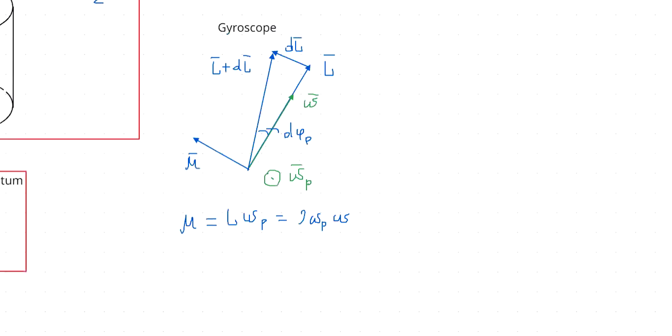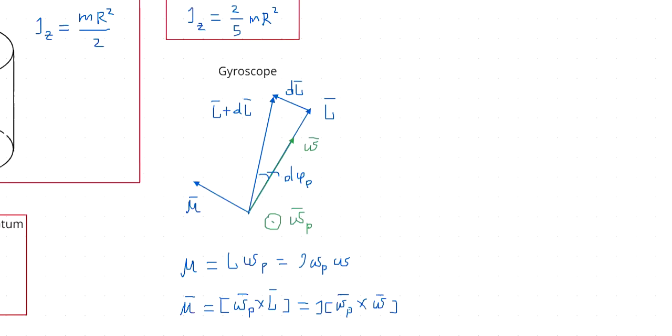In vector form, we will have that M is equal to omega p, L, and this is equal to I omega p multiplied by omega.